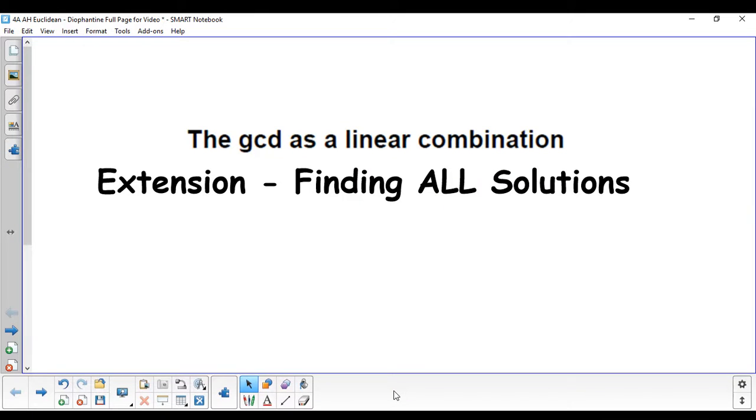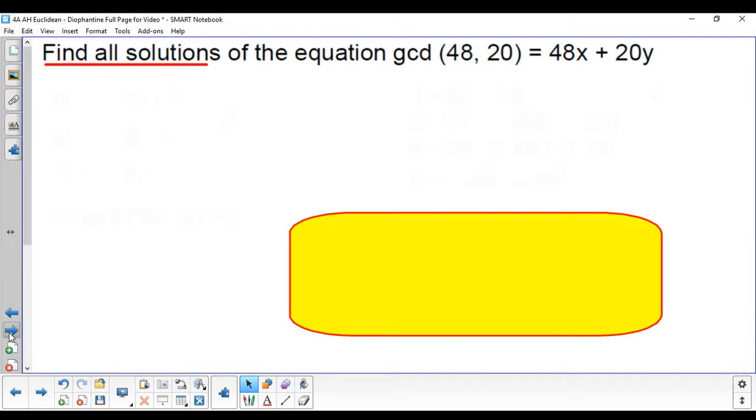So far, you've found the greatest common divisor and represented it as linear combinations, and now we're going to extend that to find all the solutions possible, or very special ones. So find all the solutions of the equation where the greatest common divisor of 48 and 20 is equal to 48x plus 20y. And the first thing we're going to do is find the greatest common divisor.